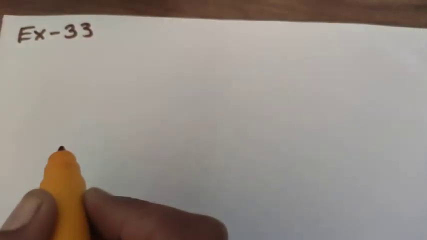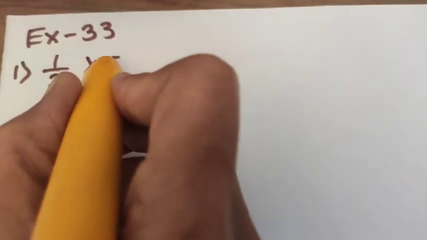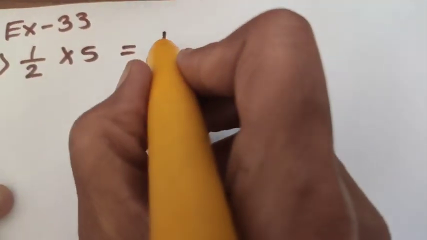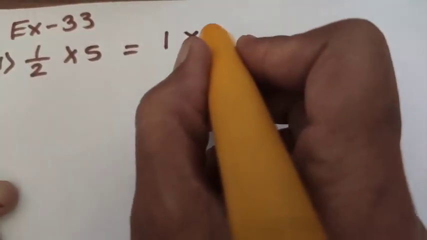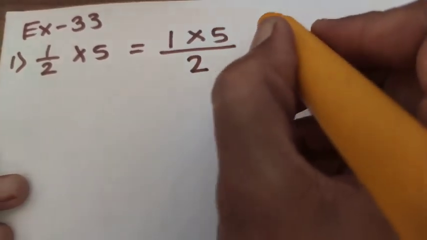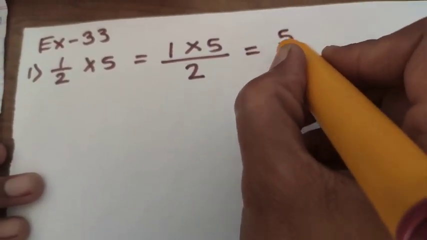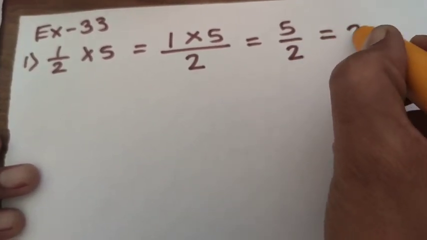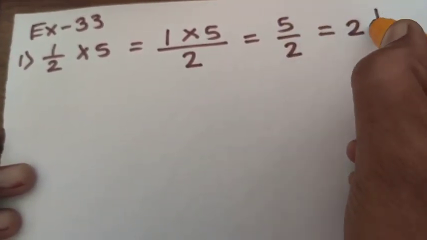Exercise 33. Multiply. I am solving the first question, that is 1 by 2 multiplied by 5. So 1 is the numerator of the fraction, 5 is a whole number. Formula I am writing using divide by 2. So your answer will come 5 by 2. This we can write as a mixed fraction, that is 2 2s are 4, 5 minus 4 is 1 upon 2.